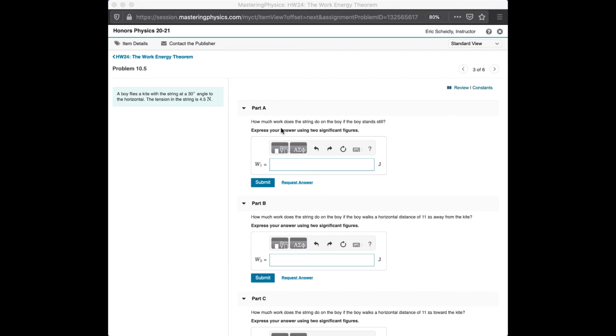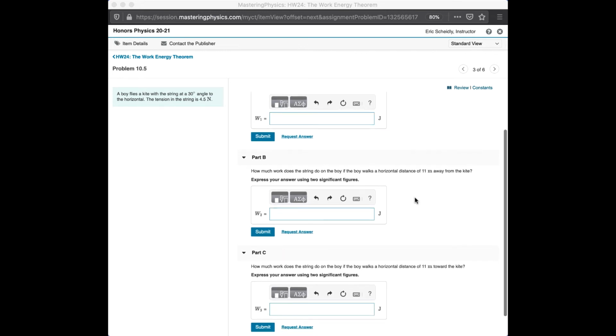How much work does the string do on the boy if the boy stands still? There's no displacement, and if there's no displacement, there's no work done. Easily answered. How much work does the string do on the boy if the boy walks a horizontal distance of 11 meters away from the kite?